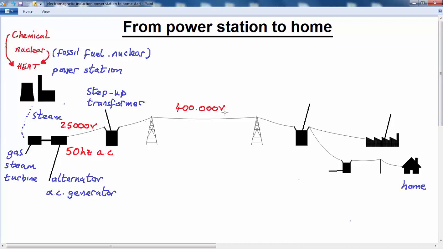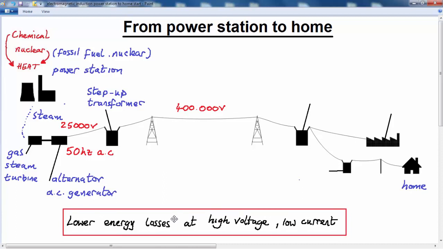Going back to our transmission line diagram, what is really important in the transmission of electricity is that this voltage is as high as possible, and that will reduce energy losses in the transmission line. So it's important to have a very high voltage. Let's just make a note of that: lower energy losses at high voltage, lower current. How does this work? Let's just plug these figures into our transformer equation.